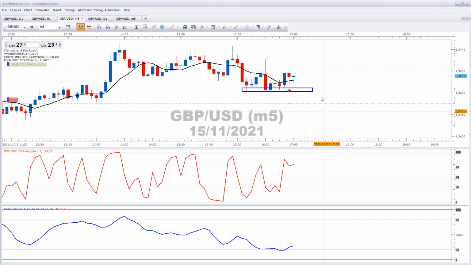Okay, and just to remind you guys, this is a live trade, but it's on a demo. Please don't forget this is a demo account. With the non-farm payrolls, we use a live account.